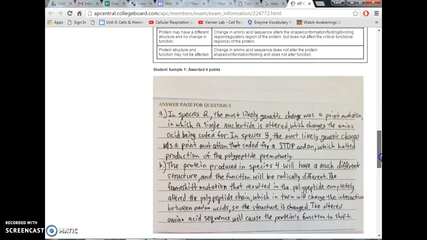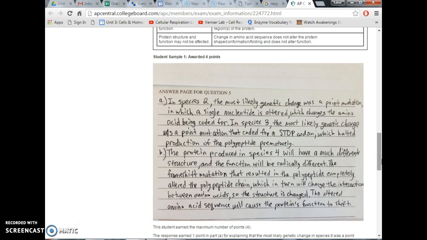If you look, here is an example of what a 4-point answer should look like. If you look, there's no introduction. The writing is neat and can be read. It's in pen. And since it's a 2-part question, this student labeled A and B so that the reader can easily see where the answer to the first part of the question ends and where the answer to the second part of the question begins.